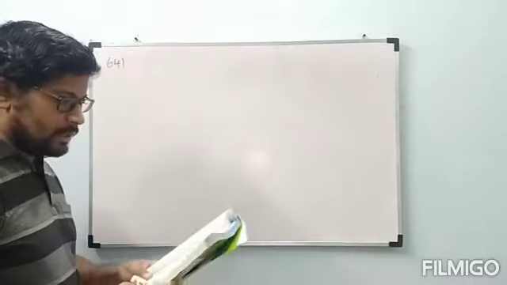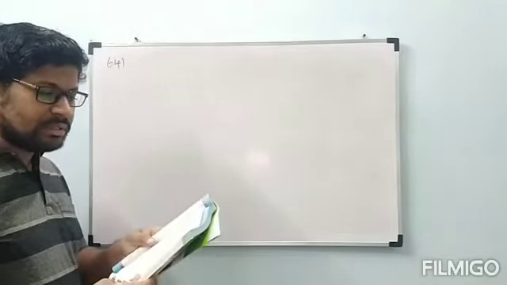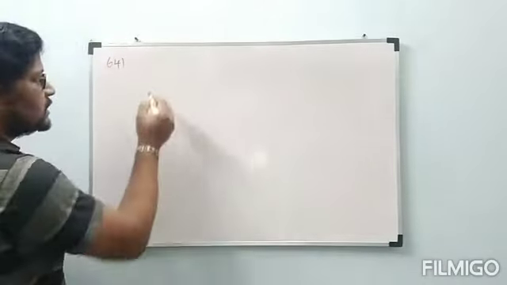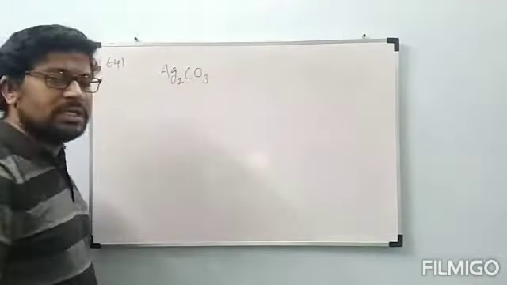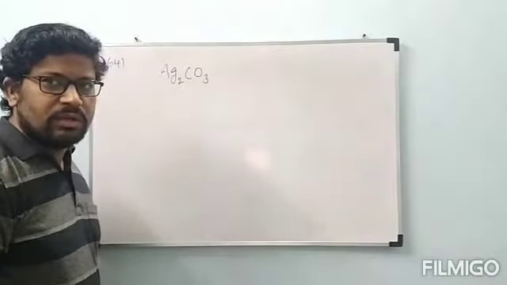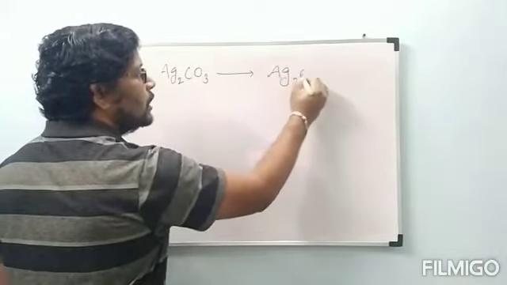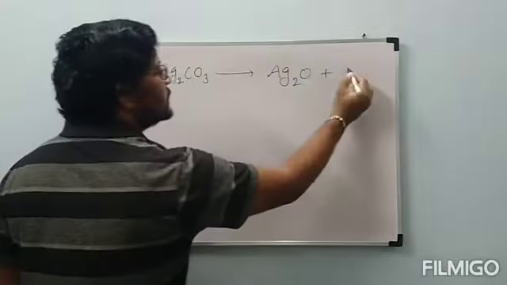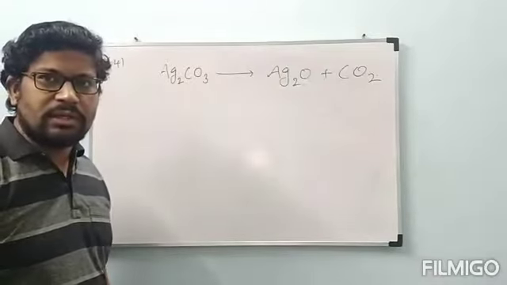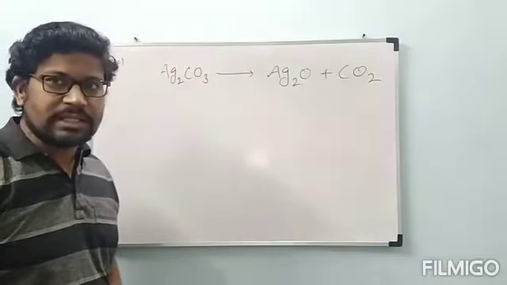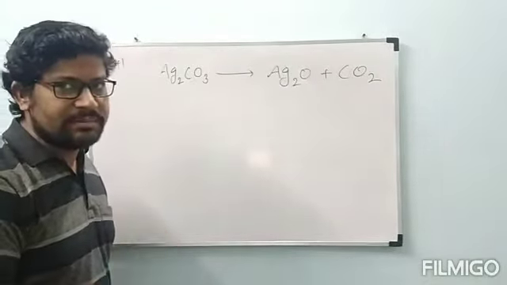Fourth one. 2.76 grams of silver carbonate on strong ignition leaves a residue weighing. First write the reaction. Ag2CO3, because valence of silver is 1, carbonate is 2. So Ag2CO3 will undergo decomposition to form Ag2O plus CO2. Now, this is the whole equation. Check whether it is balanced or not. It is a balanced equation only.